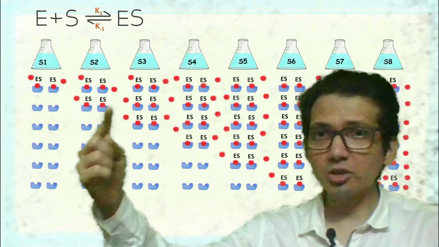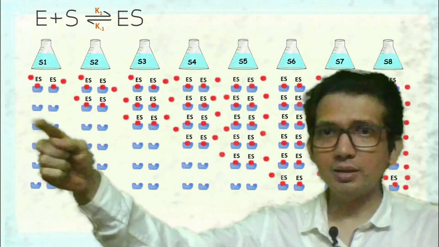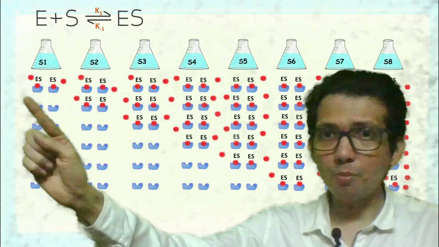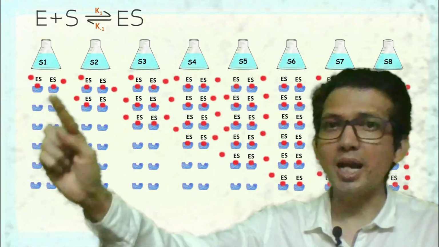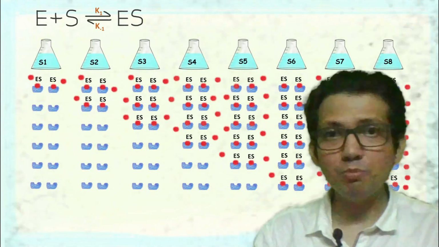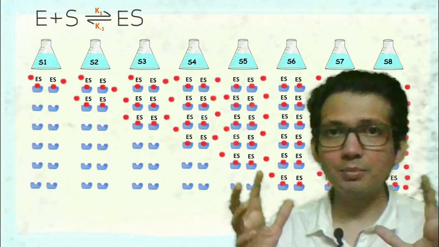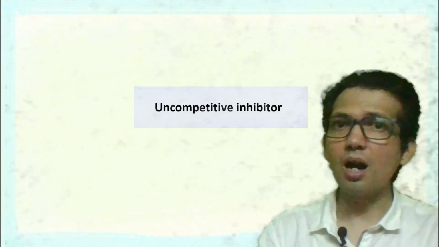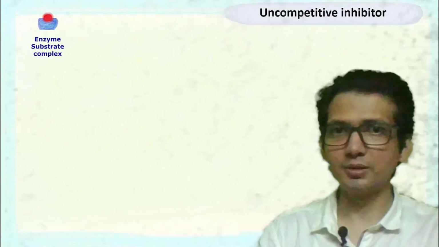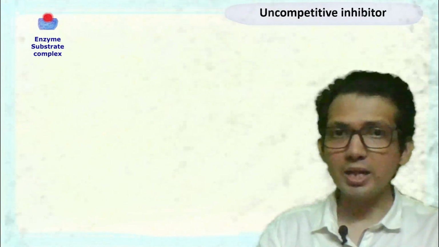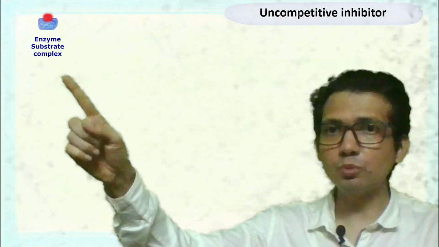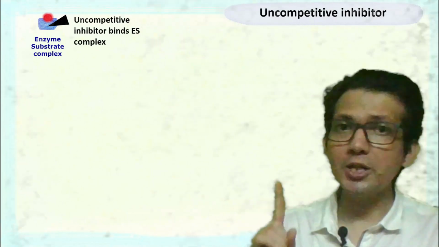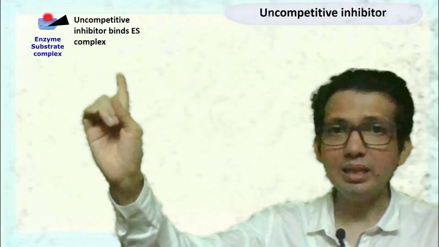So whenever there is a reaction between enzyme and substrate, this whole reaction remains in equilibrium. You will have ES complex, you will have free enzyme, and you will also have free substrate molecules because the system tries to remain in equilibrium. Now let's understand uncompetitive inhibitor. So the uncompetitive inhibitor is the one that reacts with enzyme substrate complex. Remember, uncompetitive inhibitor reacts with ES complex.